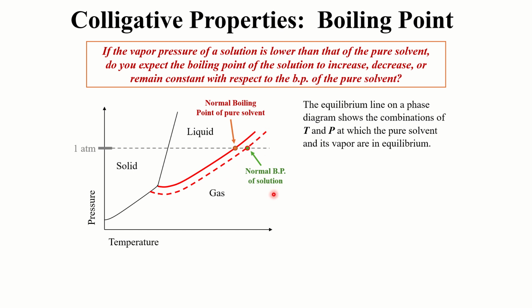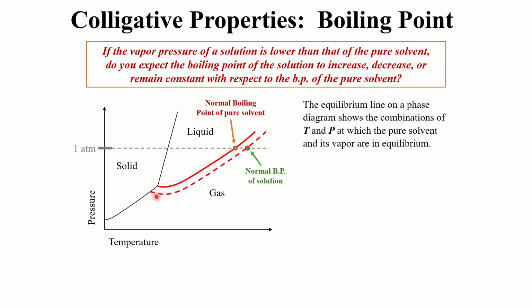So think about this, right? If the vapor pressure is decreasing, that means it's going to take longer for the vapor pressure of the solution to equalize the atmospheric pressure. Remember that boiling point is defined as the point at which the vapor pressure of your compound, solution, solvent, whatever it is, is equal to the atmospheric pressure. So if vapor pressure is being lowered, it's going to require a higher temperature.